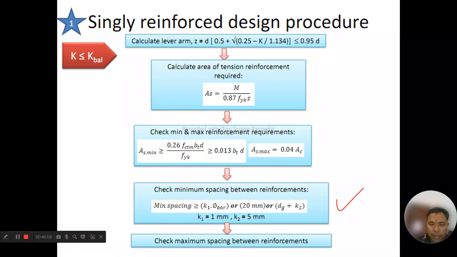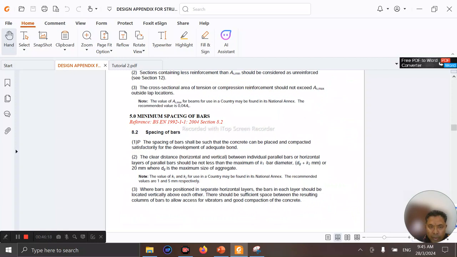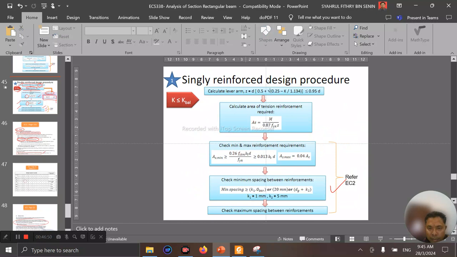And in your Eurocode 2, you can see it given here. The values of k1 and k2 in a country can be found in the national annex. The recommended values are k1 = 1 and k2 = 5 mm, given by the maximum of k1 times bar diameter, d_g, where d_g is the maximum aggregate size, which is 20, plus k2, which is 5 or 20, whichever is bigger. That's why in the notes it is given like this: k1 times bar diameter, 20 mm, or d_g plus k2.